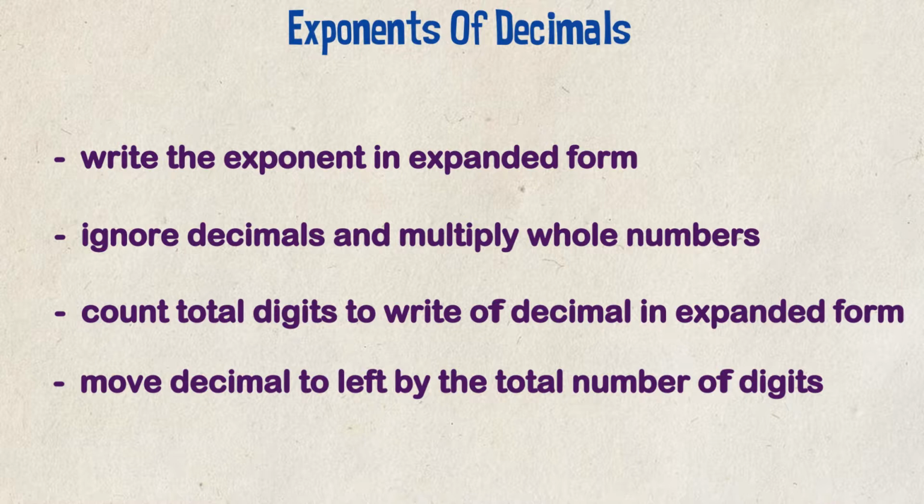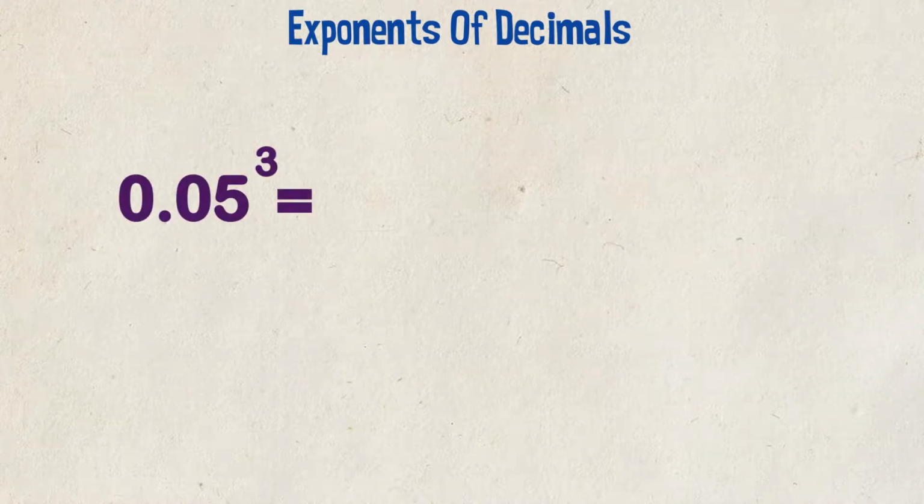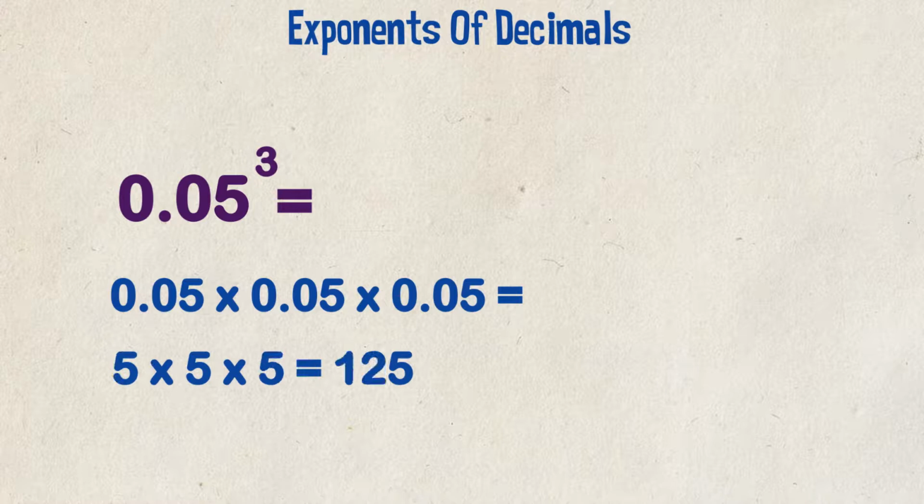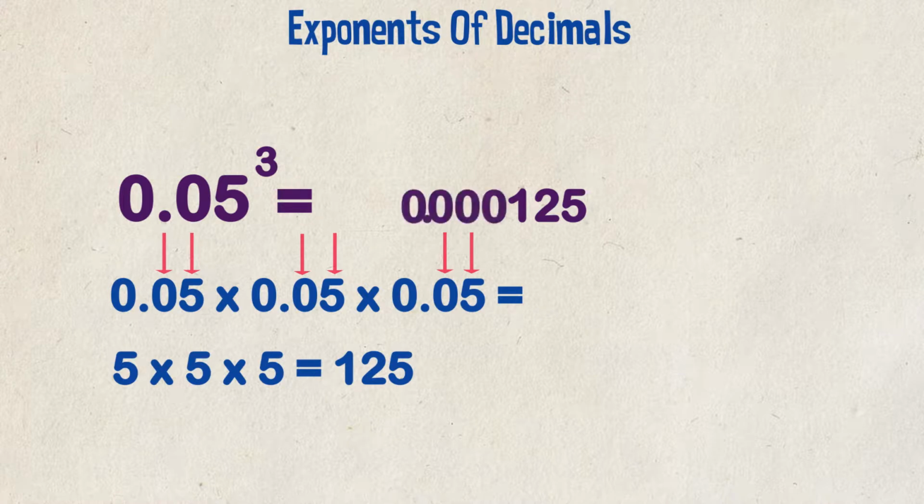Next example, 5/100ths cubed. First, we write down our problem in expanded form. 5/100ths times 5/100ths times 5/100ths. Next, we ignore the decimals and multiply the whole numbers. 5 times 5 times 5 equals 125. We assume there is a decimal after the 5 and 125, and now we count the total number of digits to the right of the decimal in our expanded form. There are 1, 2, 3, 4, 5, 6 total digits to the right of our decimal in the expanded form. Finally, we move the decimal 6 spaces to the left of our whole number. We get 125 millionths.